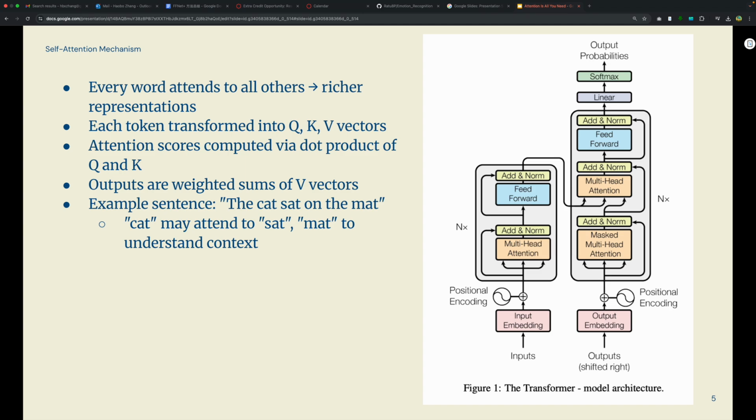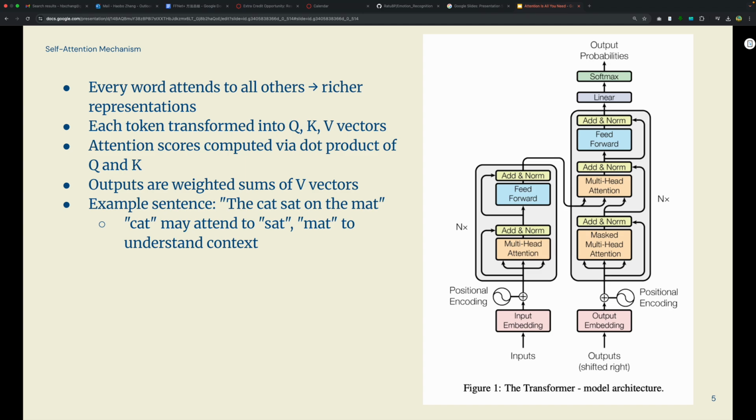and a value. These vectors are linear transformations of the original token embedding. The query represents the current word's intent to seek relevant information. The key encodes the identity or signal that each word provides, and the value carries the actual content to be retrieved. To determine how much attention one token should pay to another, the dot product is taken between the query of the current token and the key of all tokens in the sequence.